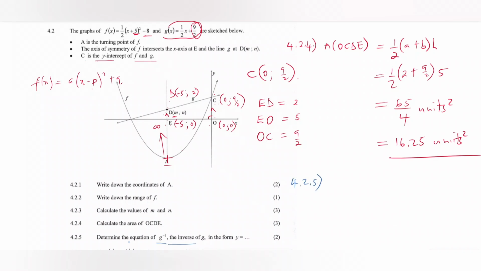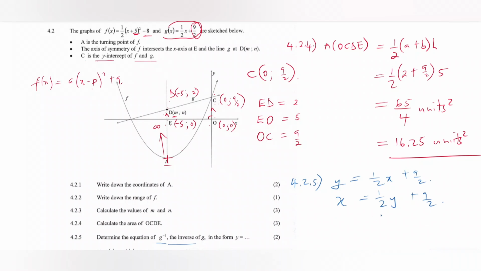4.2.5, determine the equation of g raised to the power minus 1, the inverse of g. So to determine the inverse, we have steps that we need to follow. You express your g in the form of y is equal to something. So y is going to be equal to 1 over 2 x plus 9 over 2. So the first thing, you interchange the variables. This one will be x and this one will be y, then plus 9 over 2.